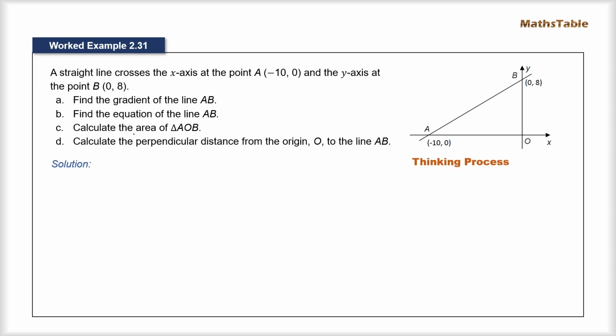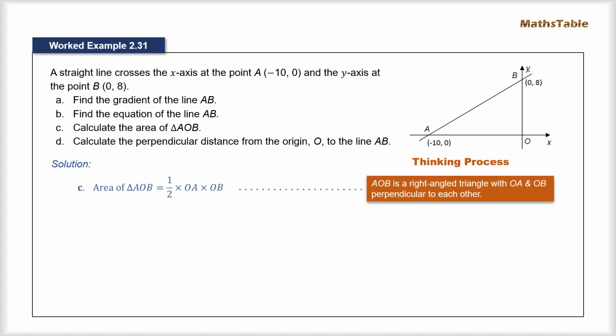Now in the next part, we are required to calculate the area of this triangle AOB. Now, as we know that the x and y axes intersect at right angles at the origin, we can say that triangle AOB is a right-angled triangle. So if we take OA as the base of this right-angled triangle, then OB will become the height of the triangle as they are perpendicular to each other. So using the formula for the area of a triangle, half into base into height, and substituting the lengths OA and OB, we finally get the area as 40 square units.